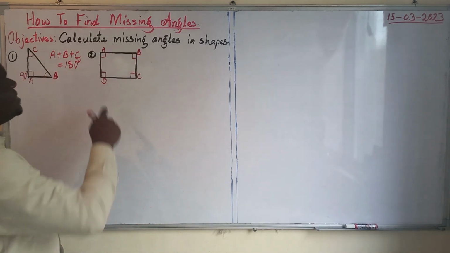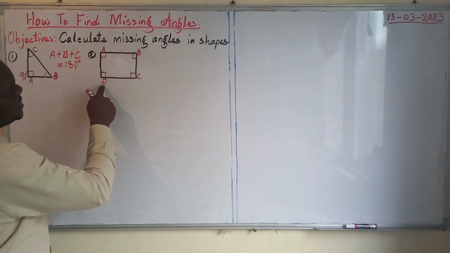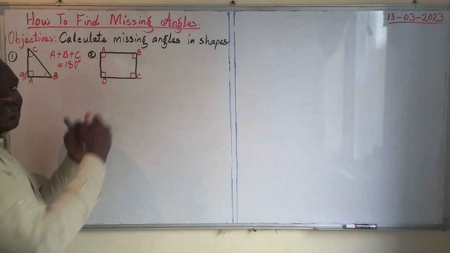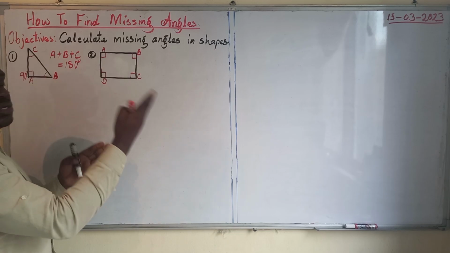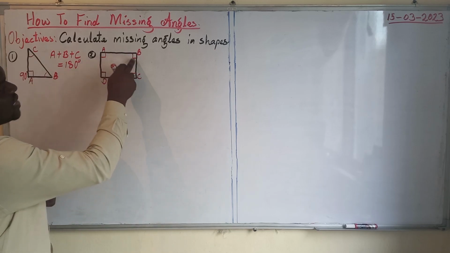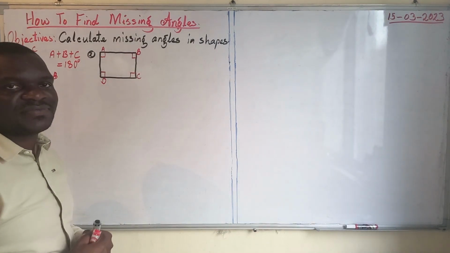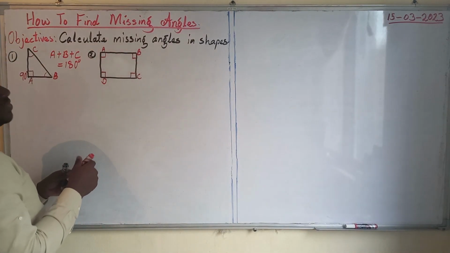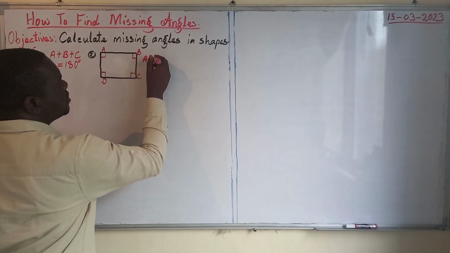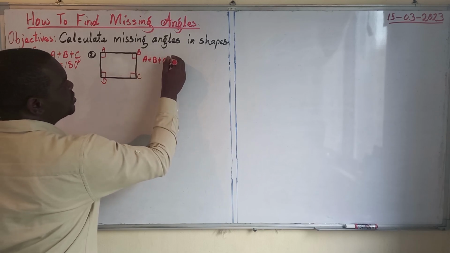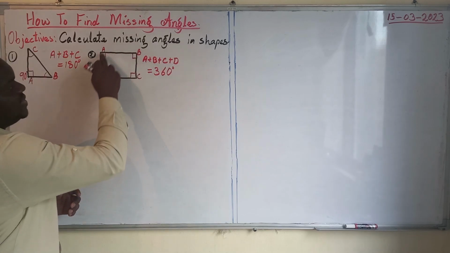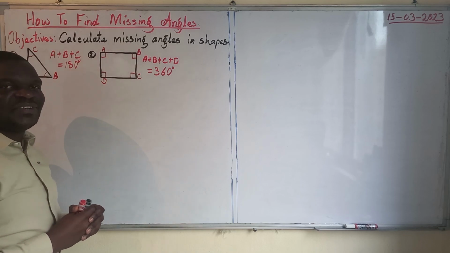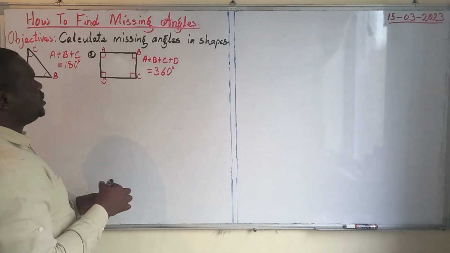Let us name this A, B, C, and D. This is a rectangle. And of course, you can also have a square. One thing you can note here is that the angles are all right angles. So if all these are 90 degrees, therefore A plus B plus C plus D, the total internal angle, will be 360 degrees.